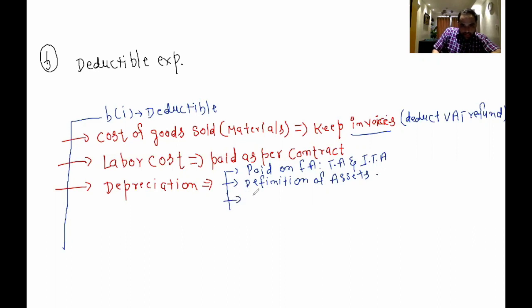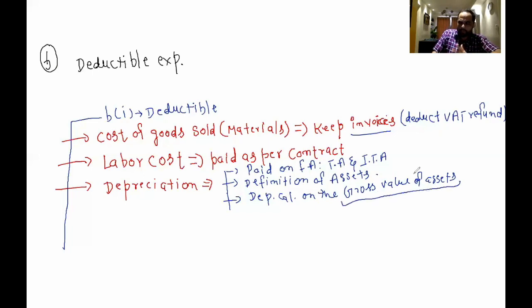Third thing is, depreciation will be calculated on the gross value of assets. So what does it mean, gross value of assets? I think that's more about accounting, but the same principles apply here too when we are estimating the depreciation. What does it mean, gross value of assets?